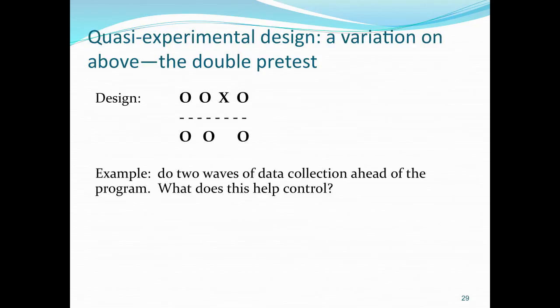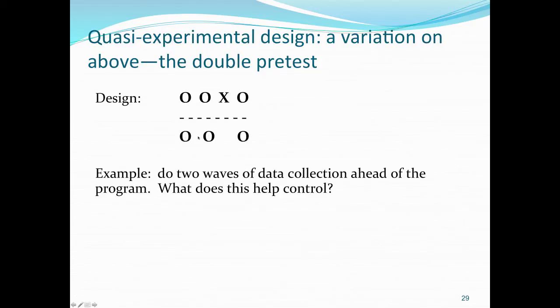A variation on the pretest-posttest comparison group design is something called the double pretest design. And if you look at this, you now have two observations before the intervention. So two O's, the intervention, and then the O. And again, the same thing happens minus the intervention in the second group, the comparison group. And again, groups could be neighborhoods, they could be schools, they could be states, and so on.